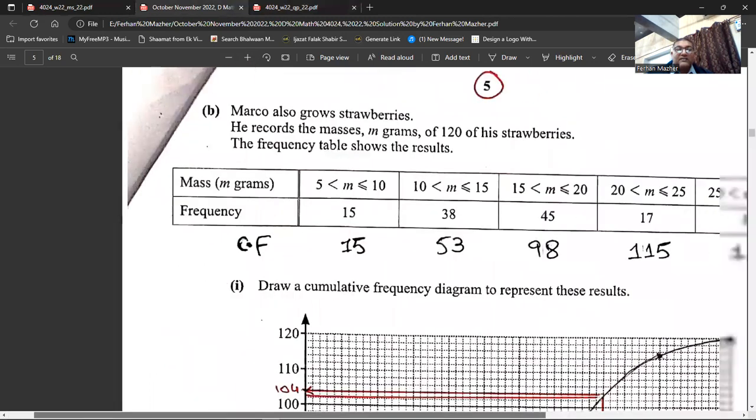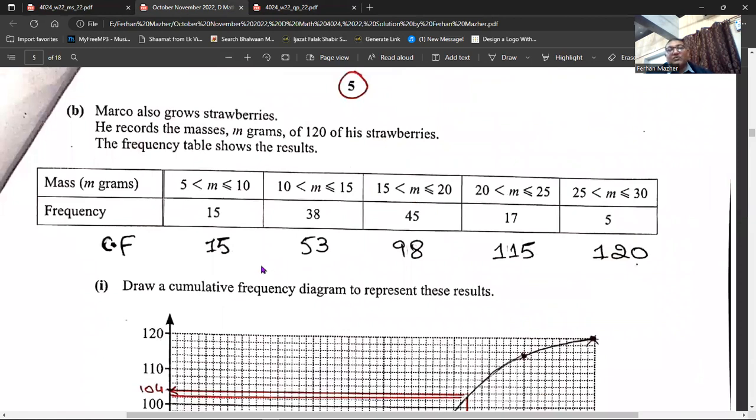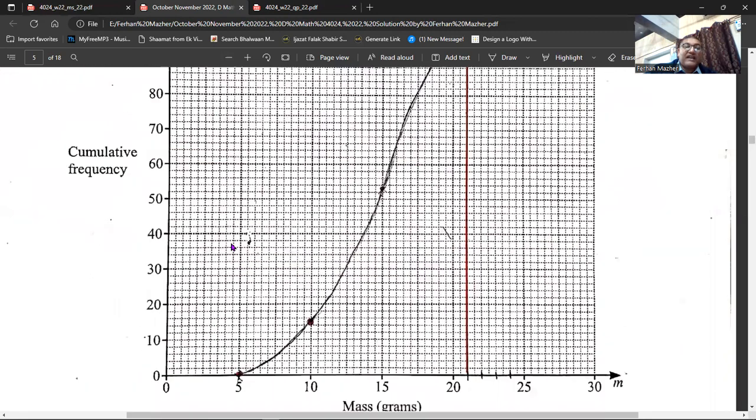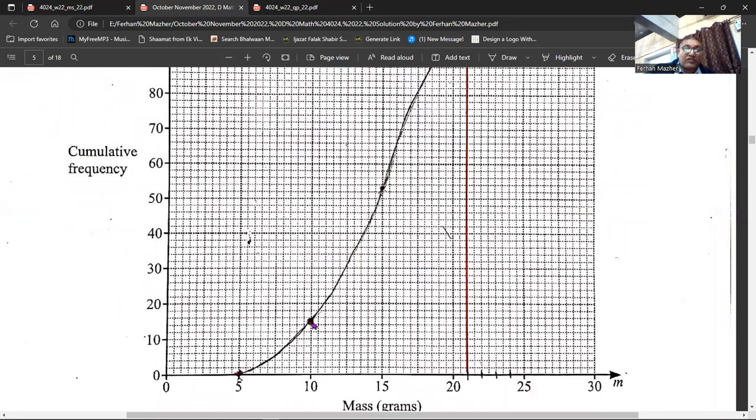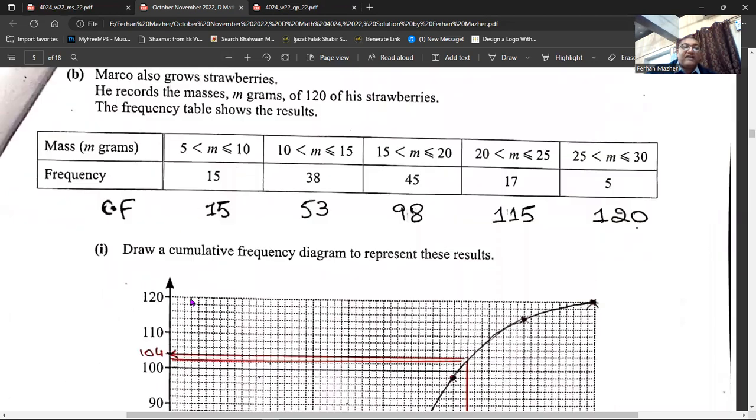So you can see I have made that cumulative frequency. First frequency will come as it is, 15 plus 38, that will be 53. And 53 plus 45, that will be 98. 98 plus 17, that will be 115. And 115 plus 5, that will be 120. Okay, now these are the cumulative frequencies. They will come on the y-axis, and on the upper boundaries, we always put the cumulative frequency dots. So at 10, I will put a dot of 15. And at the 5, I will put 0.